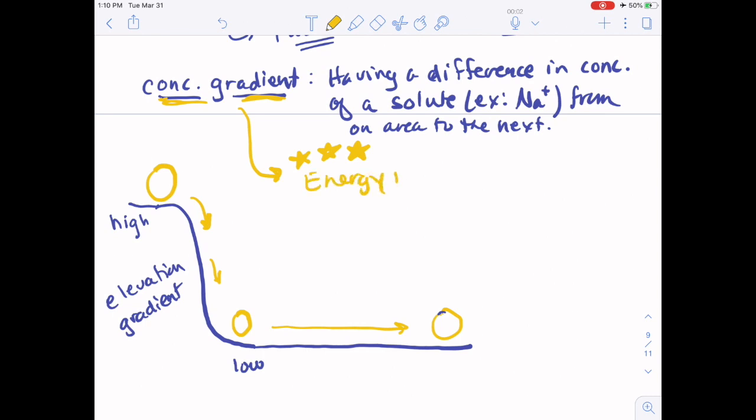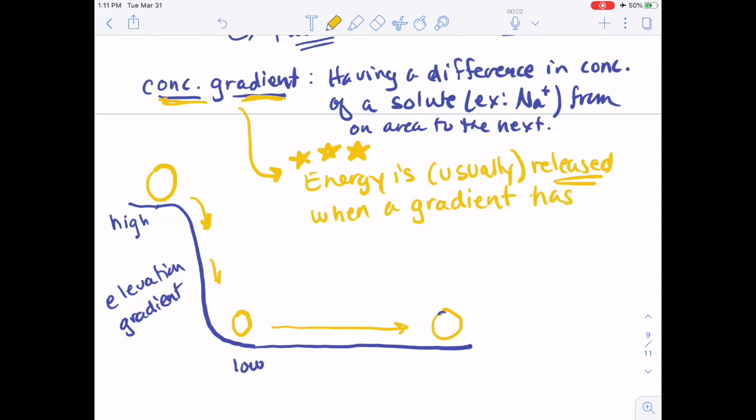Energy is, and I'm going to put usually, released when a gradient is equalized.